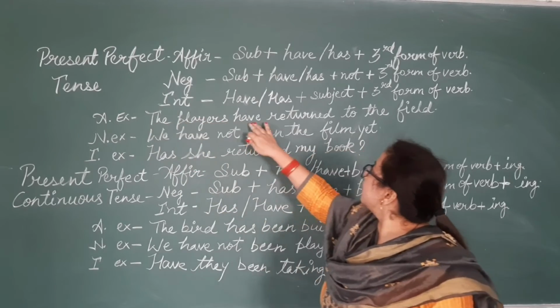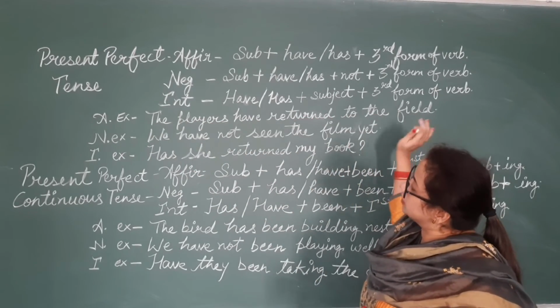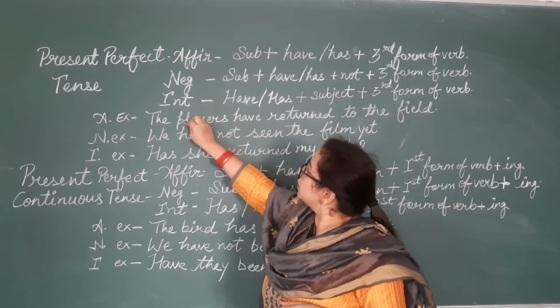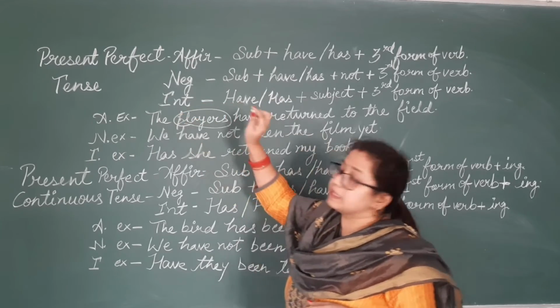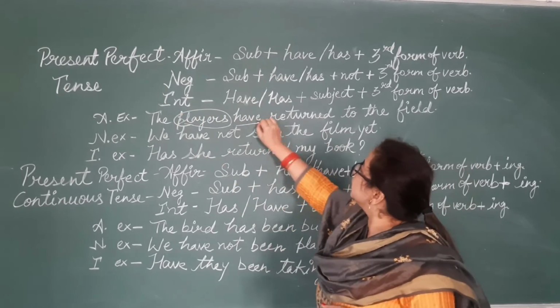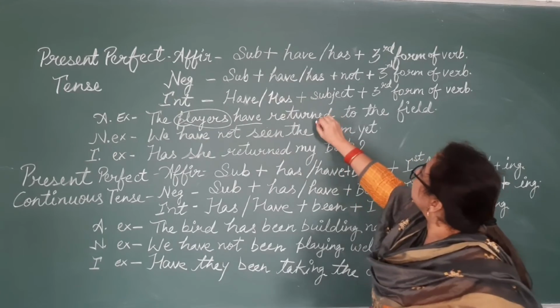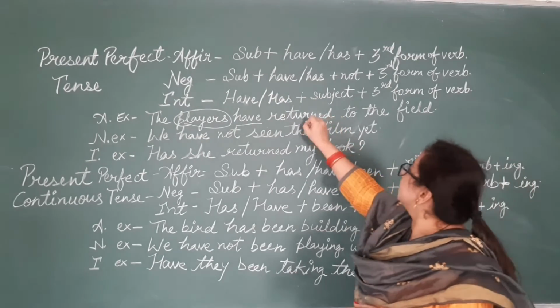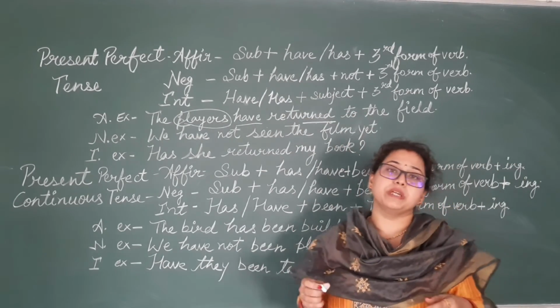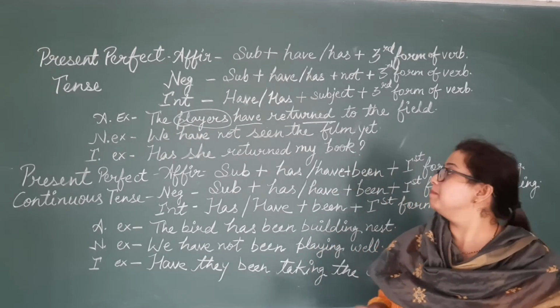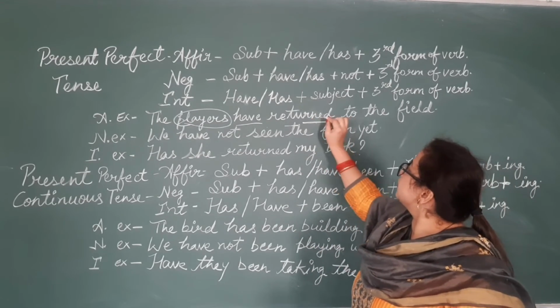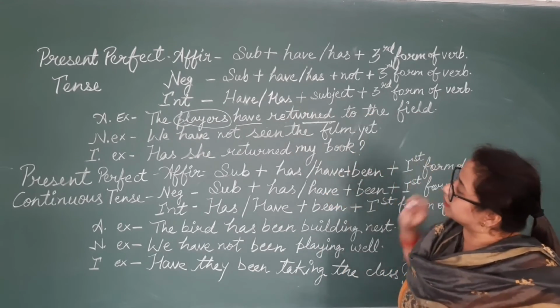Here is an example of affirmative: I have written. The players have returned to the field. Players, we are talking about what? Plural. So that's why I have put have here. Then after that, the third form of return. Ed should be there. In the third form, we basically add ed. So returned is the third form of the verb, to the field.